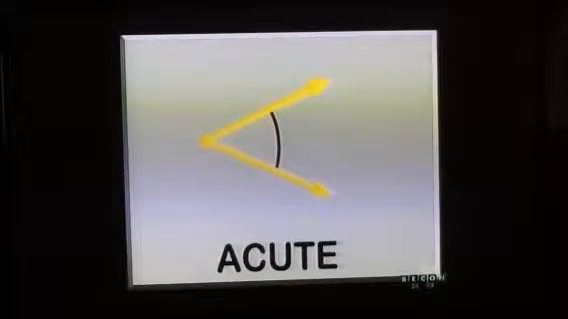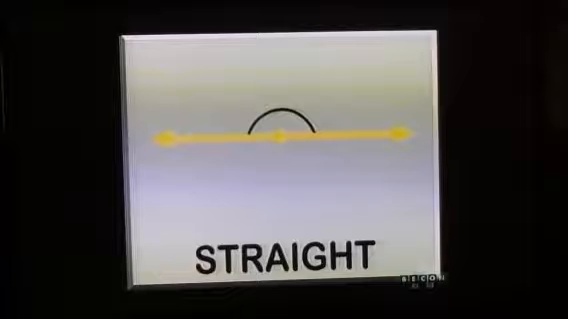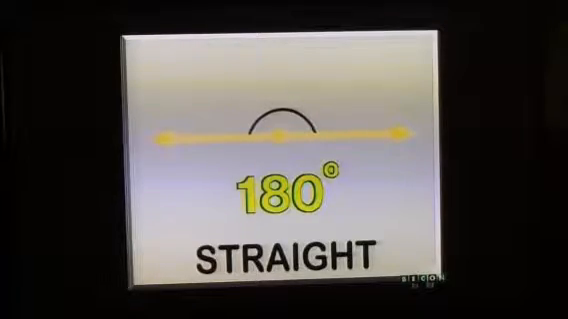By using a right angle checker, it's really easy to tell if angles are right, acute, or obtuse. An acute angle is an angle that measures less than 90 degrees. An obtuse angle measures more than 90 degrees, but less than 180 degrees. And a straight angle measures exactly 180 degrees.